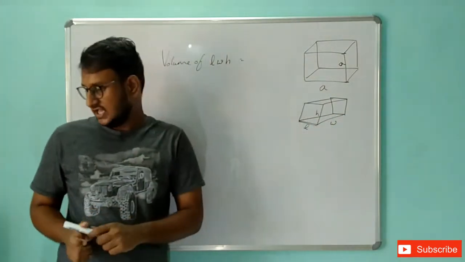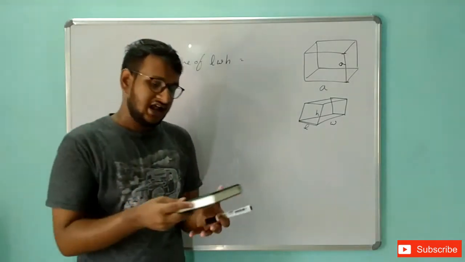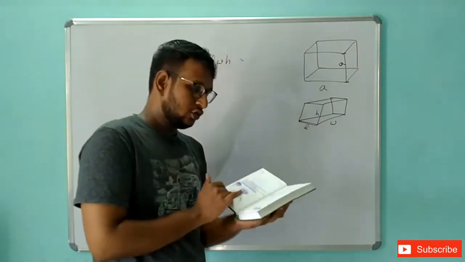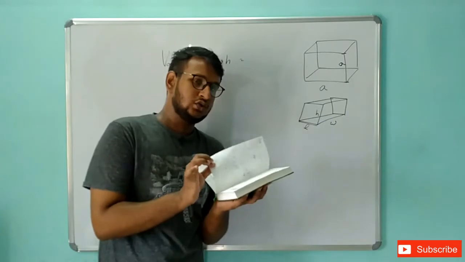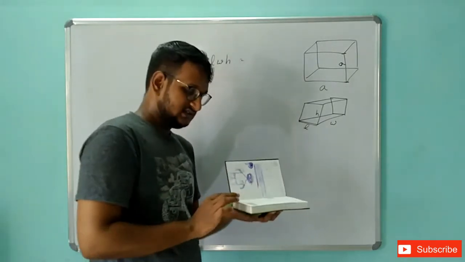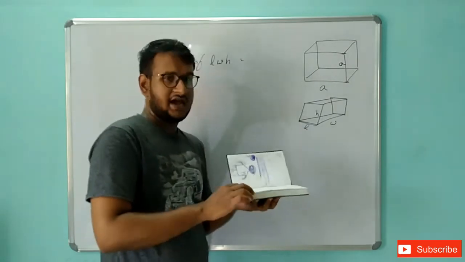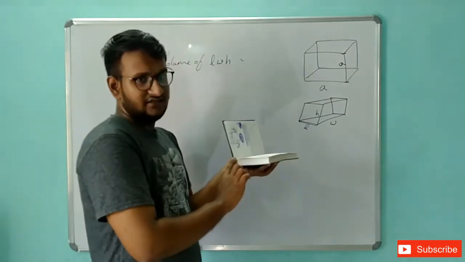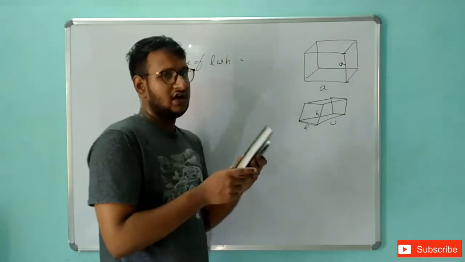We can assume the same book. Okay, so we are having a rectangular two-dimensional page. We are having a rectangular page with the same length, the same width, and the same height. This is the height, this is the width, and this is the length. So we are assuming this.